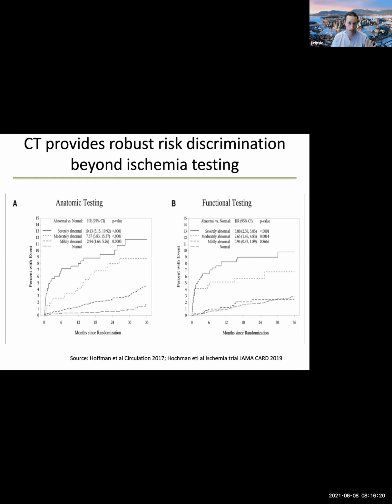On the other hand, as we saw in the ISCHEMIA trial, amongst those patients with moderate to severely abnormal stress tests, when we did CTs, 18% of those patients did not have a stenosis greater than 50%. And as a result, the relative risk of a severely abnormal stress test, at least in PROMISE, was only 3.8-fold. So I think these are some of the key elements that have really opened our eyes to the opportunities of using CT not only for diagnostic purposes, but for prognostic purposes.